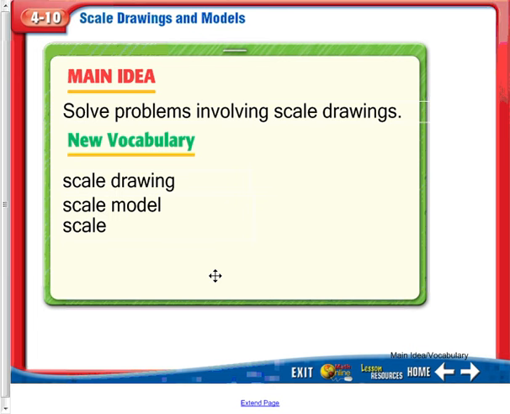Lesson 4-10, we're going to be looking at scale drawings and models. A lot of times you work with this when you're looking at maps. If you want to find out the real distance, obviously, you look at the map scale. Maybe 1 inch on a map is equal to 5 miles or 10 miles or 2 miles or something like that in real life. So in order to find out how far it is or how far you still need to go or travel, you'll need to understand how scales work.